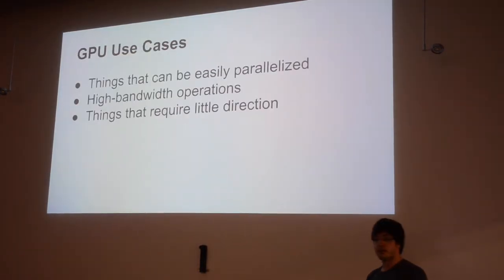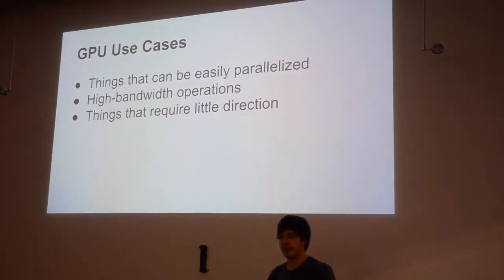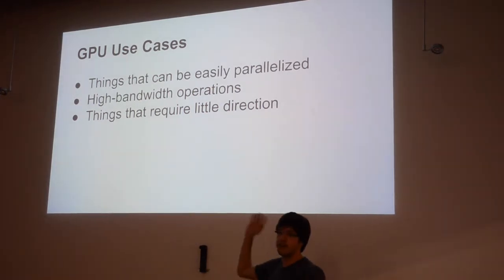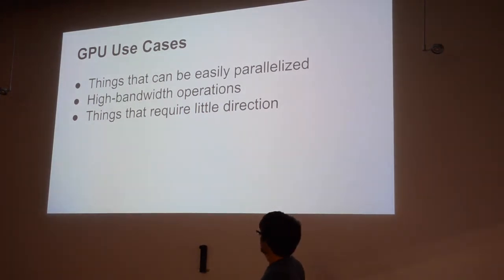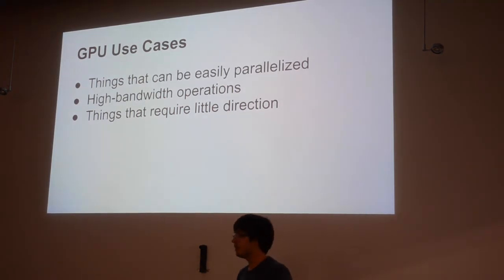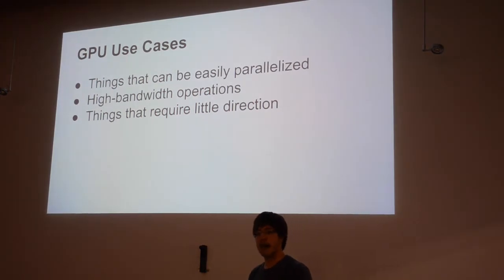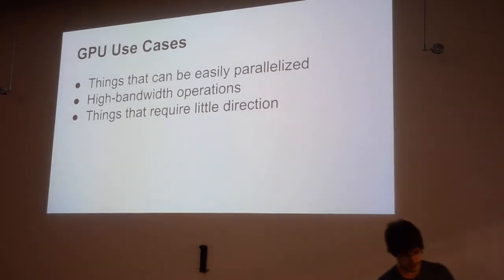All right, so now let's look at use cases of the GPU based on this shallow understanding. The cases where you want to use the GPU are things that can be easily parallelized. You might also want to use it for high bandwidth operations, for example, copying a texture back and forth. Another thing is things that require very little direction. So if you can batch operations together and send them all as one to the GPU, that's ideal. And I'm going to go through an example of that.